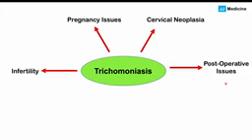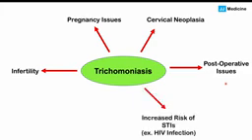We can also see post-operative issues. So if there's some operation, especially a gynecological operation, there can be post-operative issues if they are infected with trichomoniasis. As mentioned before, there's an increased risk of STIs like chlamydia and gonorrhea. We talked about that epithelial barrier again because Trichomonas vaginalis can cause damage to those epithelial cells. That protective barrier is going to be compromised, which is going to increase the likelihood of other infections as well.